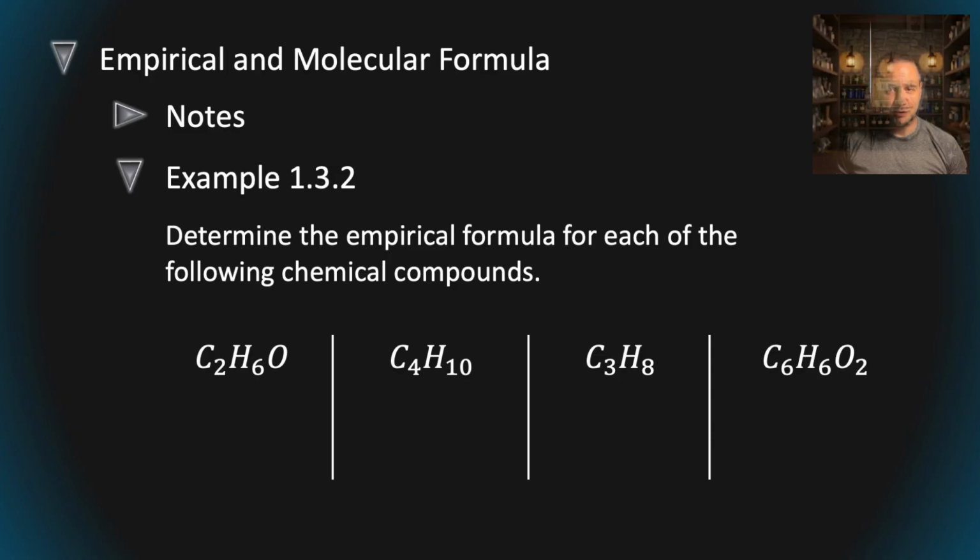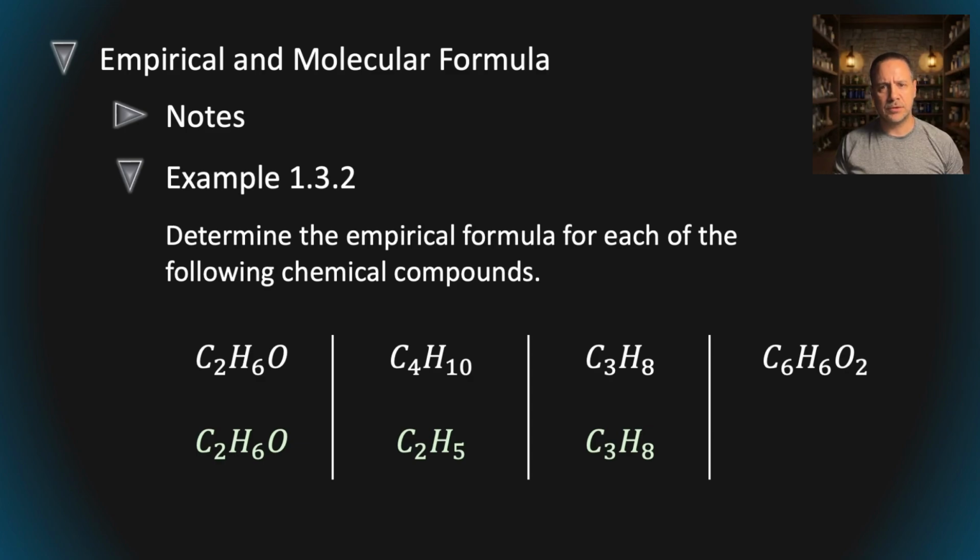Like the first one, the 2 and the 6 do reduce, but there's only one oxygen. In this case, the empirical formula is the same as the molecular formula. C4H10, 4 over 10 reduces to 2 over 5, so C2H5. C3H8, 3 and 8 can't be reduced. The empirical formula is the same as the molecular.